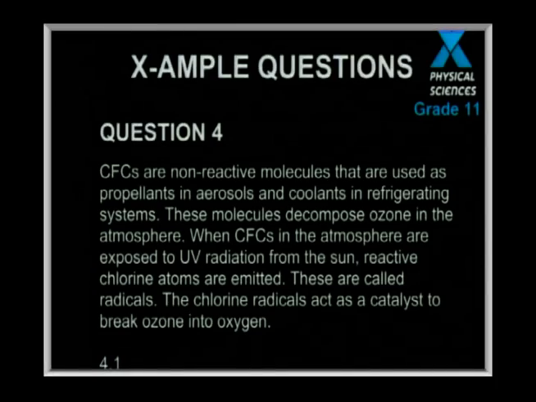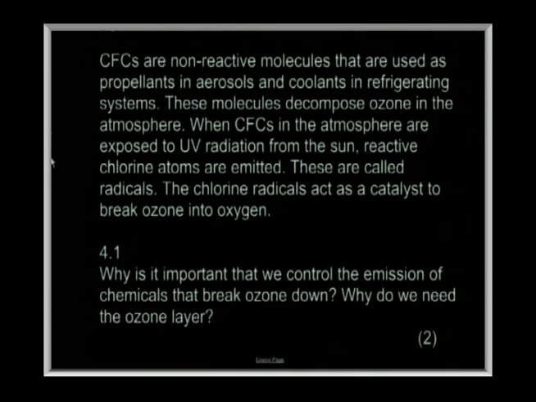Right. Now, let's have a look at the questions that we have to answer. Usually, these questions are relatively straightforward. Why is it important that we control the emission of chemicals that break the ozone down? Why do we need an ozone layer? Guys, because the ozone layer protects us from the sun's UV radiation. We will all be fried within minutes if the ozone layer wasn't there. So we need to protect our ozone layer in order to protect ourselves from the sun's UV radiation.